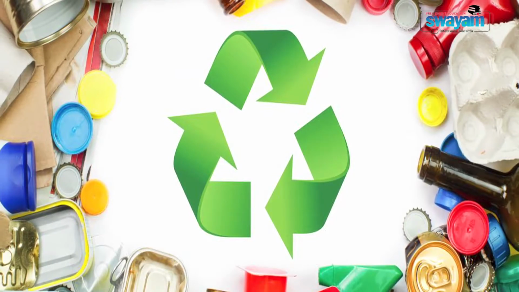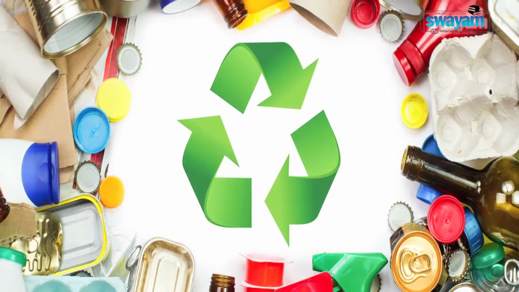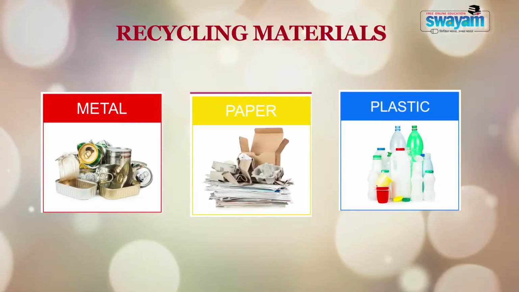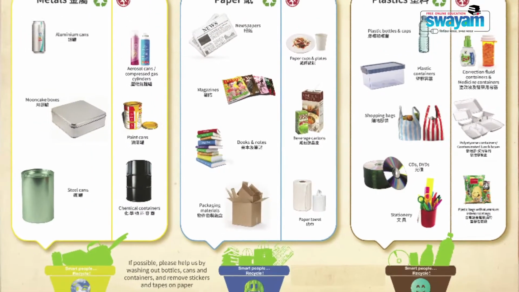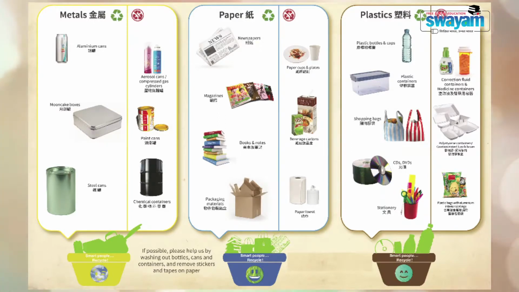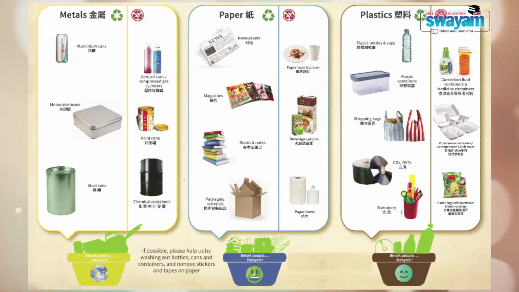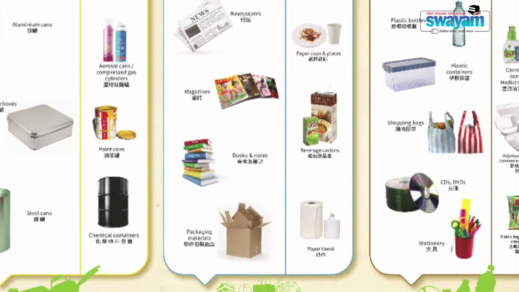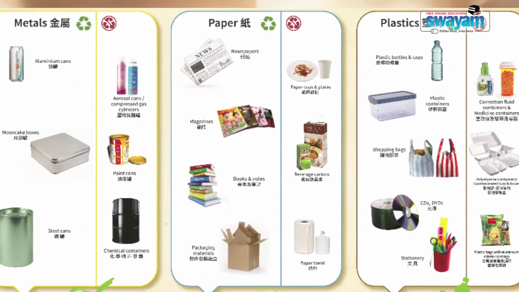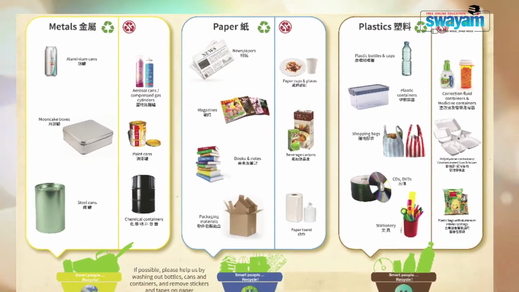Now what are the recycling materials? Recycling material mainly includes 3 kinds of material: metals, paper and plastic. Under metals we have different kinds of bottles and containers used in homes, industries, and aluminium cans. Everything covered under metal, either cartons or bottles, will be under metal. Paper includes various kinds of paper, books, holders, dustbins, cartons, paper tissues, everything.